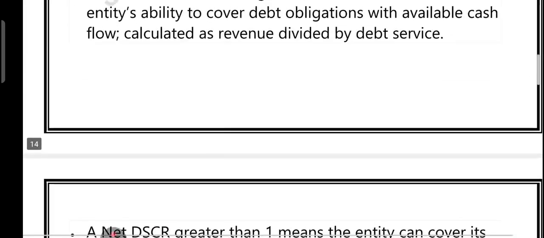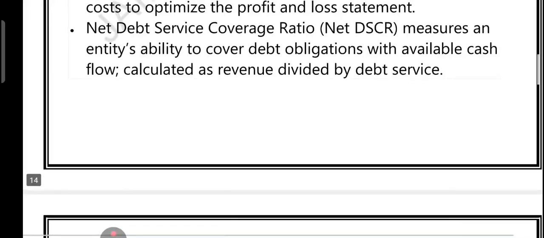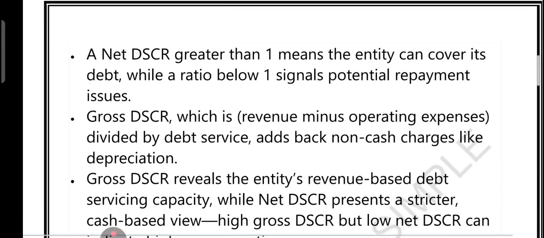Revenue divided by debt service means how much cash inflow we are generating and how much is our debt service. We compare both of them and we get net DSCR. Remember, if it is more than 1, you are safe. If it is less than 1, your repayment is in trouble, right? You have the repayment trouble, remember it.